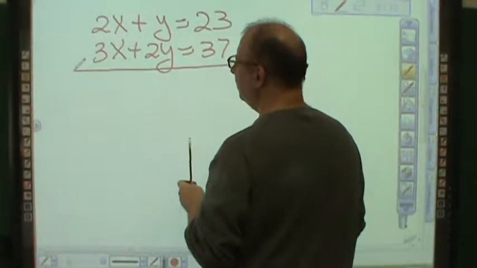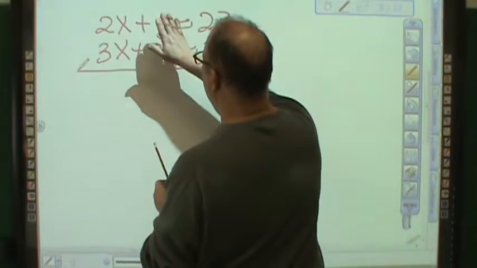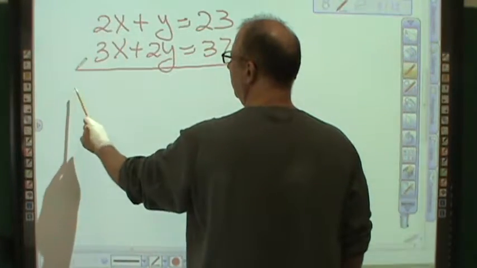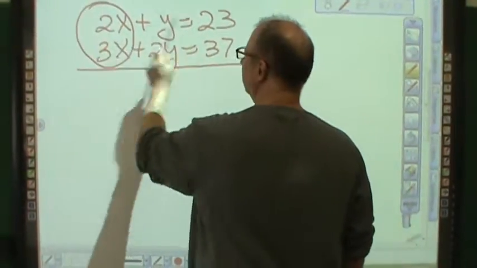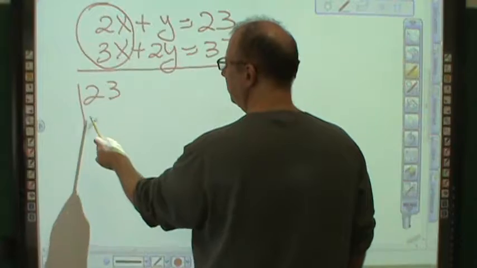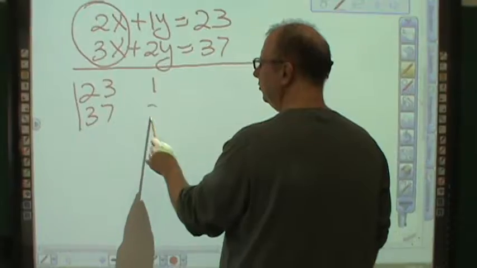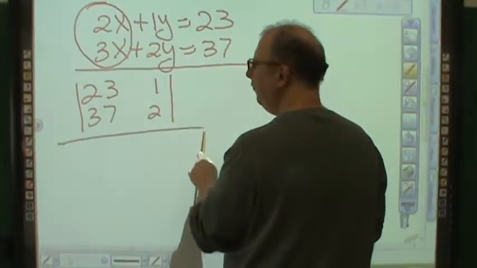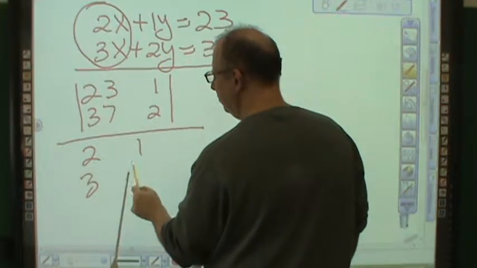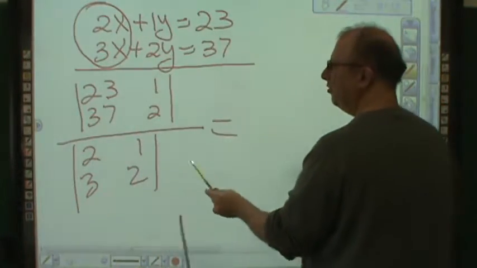Okay, if I solve for x first, I'm going to cover up the x. And let's see what we have. I'm going to cover this up. 23, 37, this is a 1, 1, 2, over, now let's keep the order the way it is, 2, 3, 1, 2. And let's look at what we're left with.